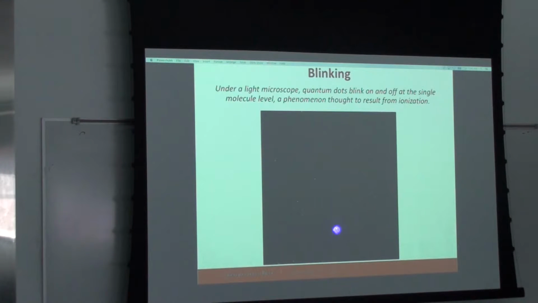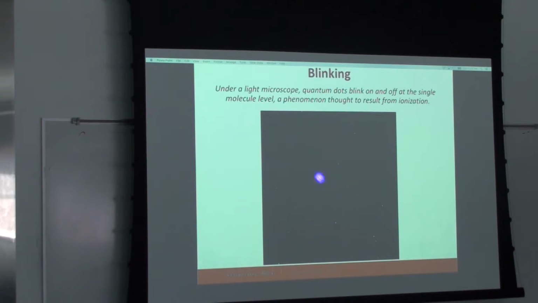So this is what you see on a cover slip, just on glass that's dried, or when you put fluid on it. When you put it in a cell, it seems to mostly stop blinking if it's inside the cell. If it's on the surface of the cell, it still blinks. But inside the cell, it's what's called a reducing environment, where you have a high local density of electrons.